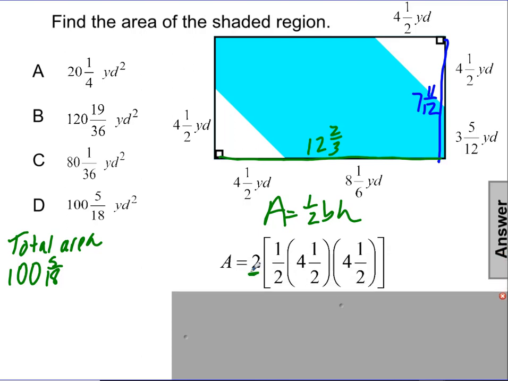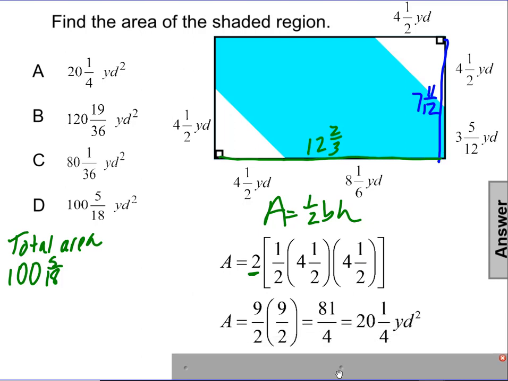So I have 2 triangles times the 1/2 times 4 1/2 for the base and 4 1/2 for the height. Convert them to improper, I get 9/2. And when I multiply 2 times 1/2, that equals 1. So 9 times 9 is 81, 2 times 2 is 4. This ends up being 20 and 1/4 yards squared. So that's my triangle area.